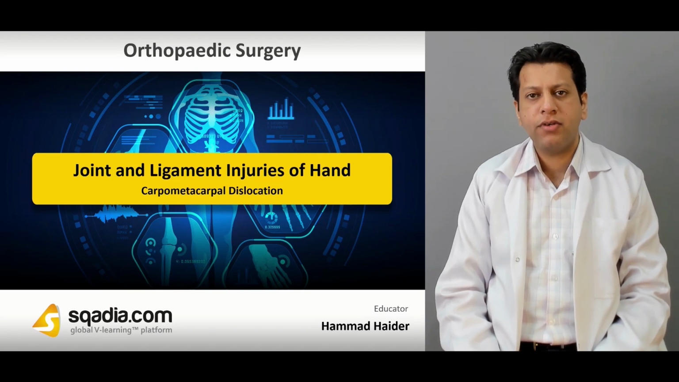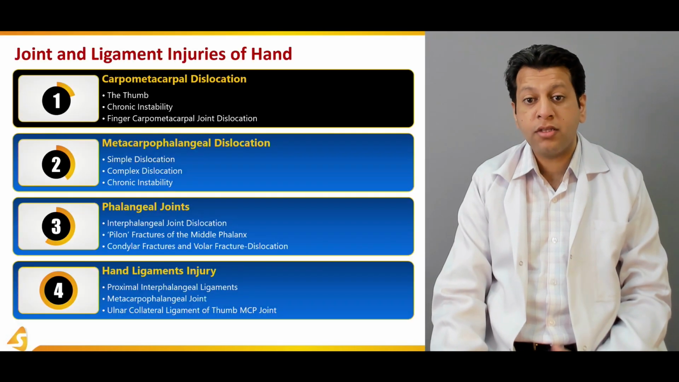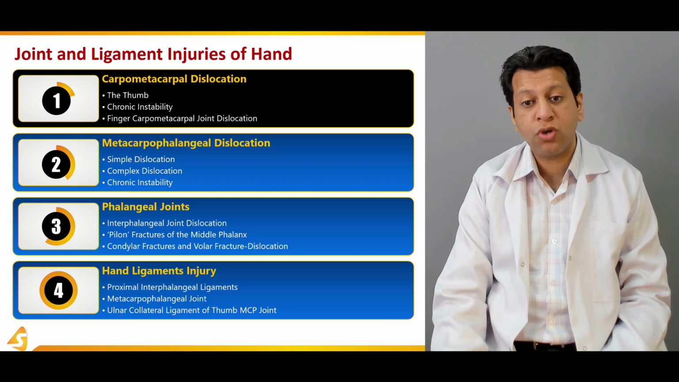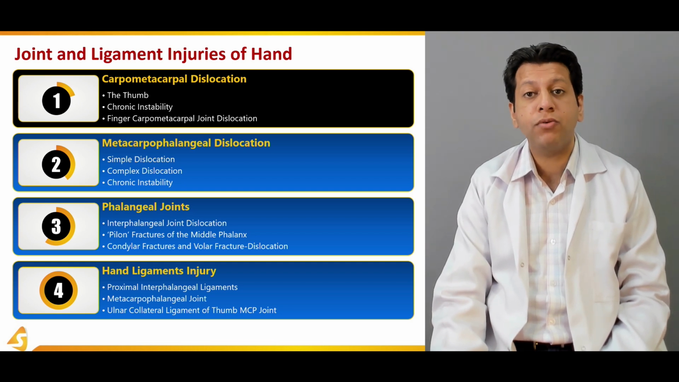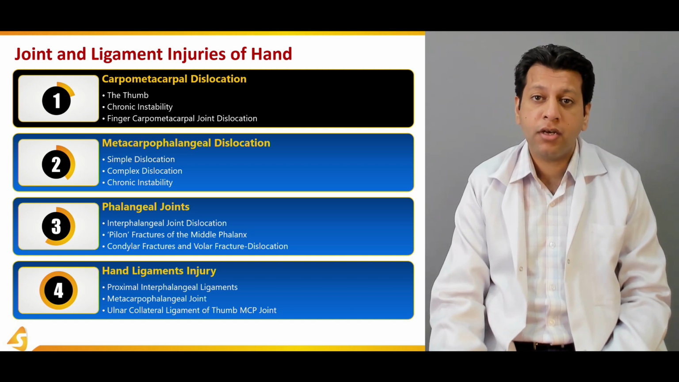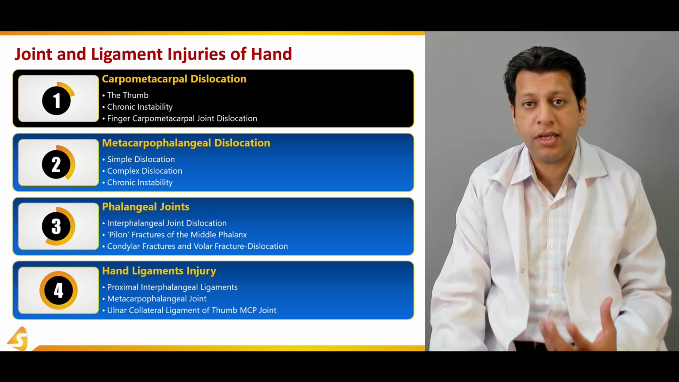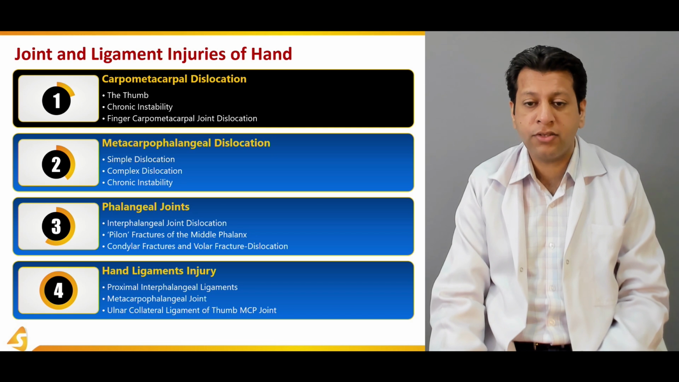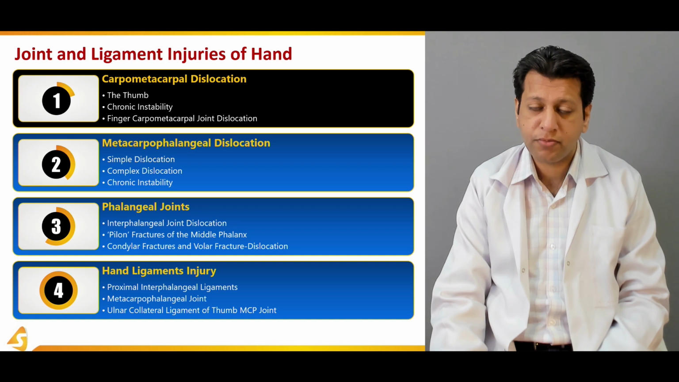Now, moving on to our first section, that is the carpometacarpal dislocation. As you know, in this we'll be discussing mainly the carpometacarpal dislocation of the thumb, which is the most common dislocation. We'll be briefly discussing the chronic instability of the thumb, and lastly we'll be discussing the fourth or fifth finger, which is although rarely involved but can get involved, especially with fractures involving boxing or punch fractures, with the thumb hitting a wall or a hard surface. Especially we'll be discussing the finger carpometacarpal joint dislocation.